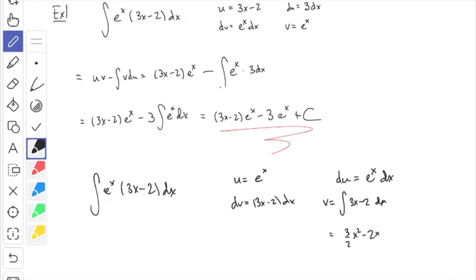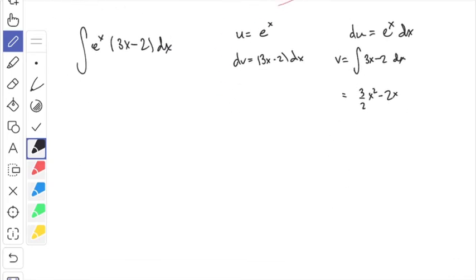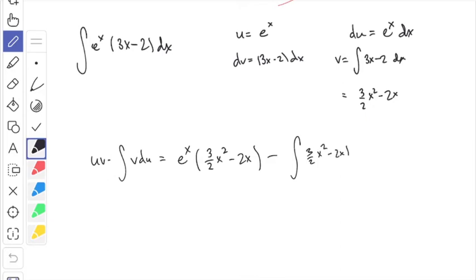And now plug into the integration by parts formula. It becomes uv minus integral v du. And we get, okay, u is e to the x. V is this stuff. Minus integral. V is this stuff again, times du is e to the x dx. All right? Nothing here is wrong. Like what I wrote is not incorrect.